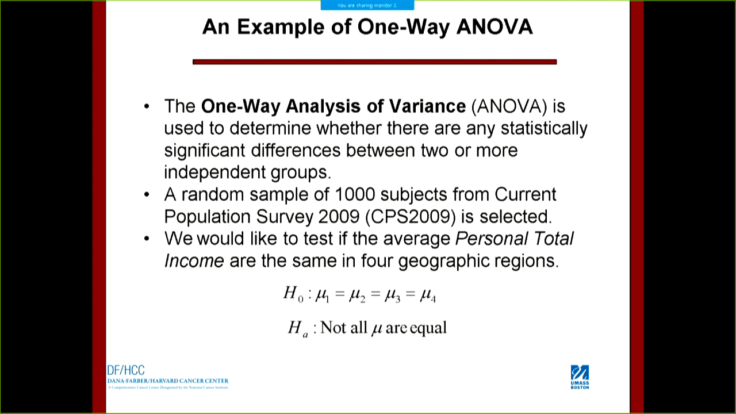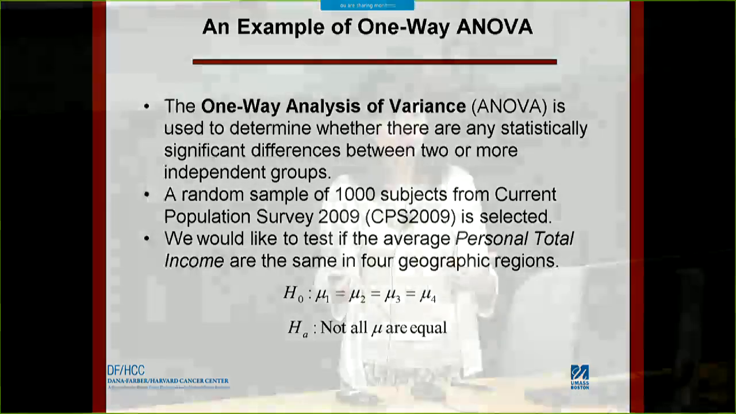So there are two variables. One is personal total income, the other is the family income. We're going to test the personal total income. My hypothesis here is that there are 4 geographic regions, and they all have the same personal total income. The alternative hypothesis is that no, they are not the same, which means one or two pairs may have a significant difference in terms of the average value of the personal total income here.